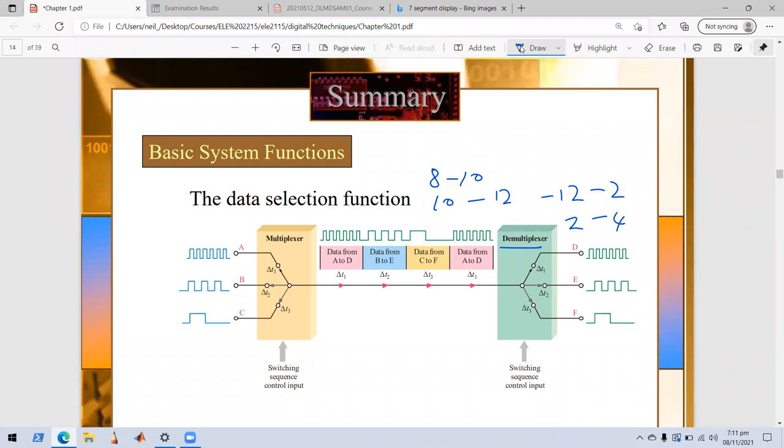We can say, okay, you could use it for now. Then I'm going to use it. Then this other person is going to use it. Then this other person is going to use it, right? So demultiplexing and multiplexing is kind of the same way. We're time sharing this line.